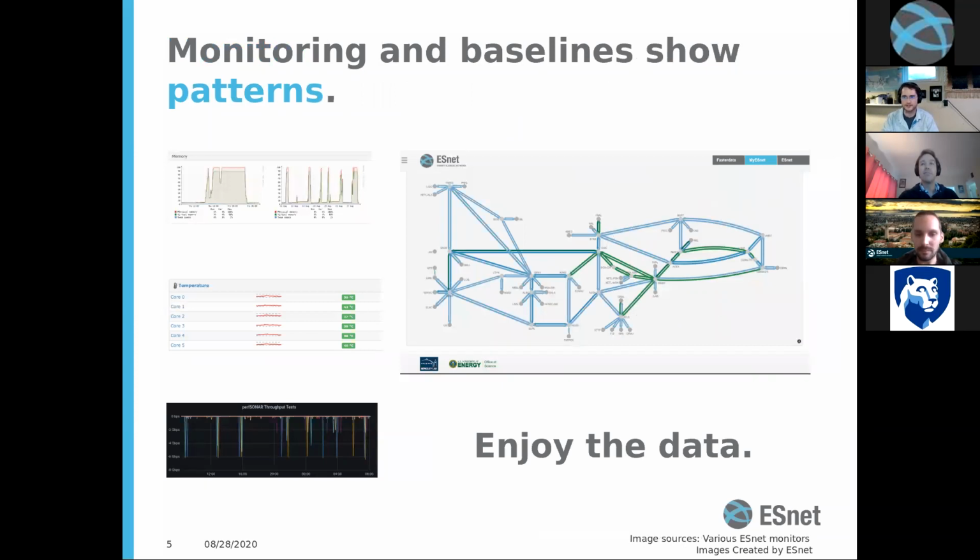Similarly, monitoring and baselines show patterns. I've tossed in a few graphs here. The one that's front and foremost is the My ESnet. You can see patterns that were taken earlier today. The green line shows a nice clean pattern of where some of our data is flowing to and from. A quick example of patterns that can show up in memory management: we see a nasty plateau. Nobody likes plateaus in their patterns. Temperatures, those look pretty stable. Stable can be a pattern too. perfSONAR throughput tests, the spikes. Is it consistent? Is it spiky? Overall, enjoy your data. We'll be calling out monitoring and baselines quite often. Part of solving problems and seeing patterns is knowing your baselines.